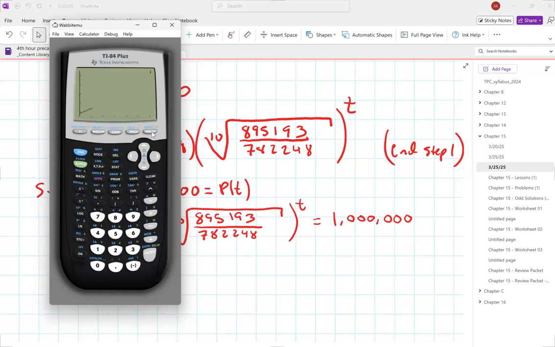Let's hit graph. So here comes my exponential curve here. Looks rather like a straight line, not very curvy, but that's okay. And there's my line for 1 million. So second trace, intersect command. Because there's only 2 curves and one intersection, I can just press enter 3 times. So my answer is T is about 18.2.